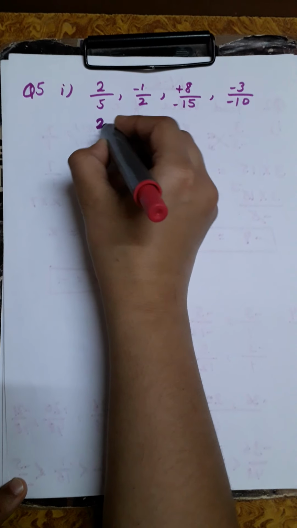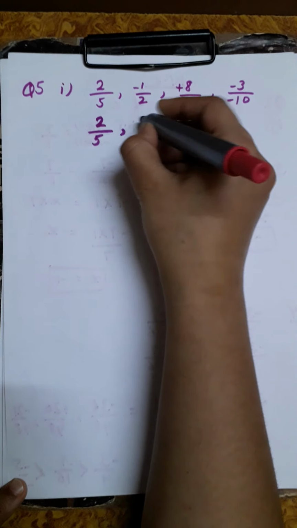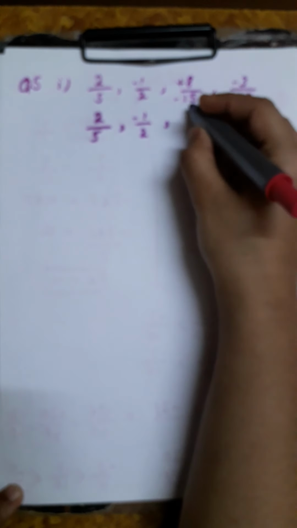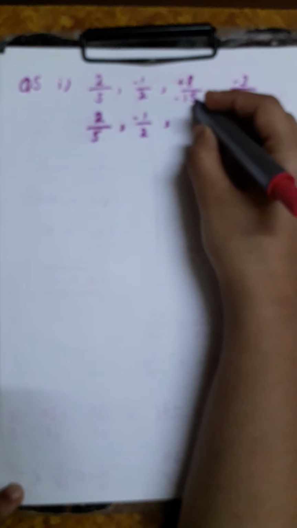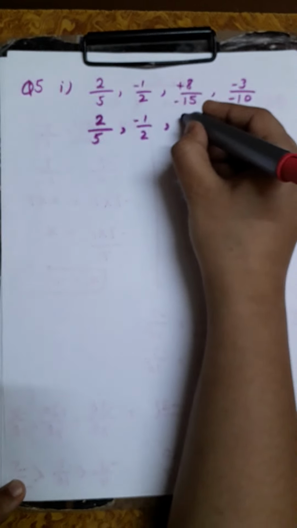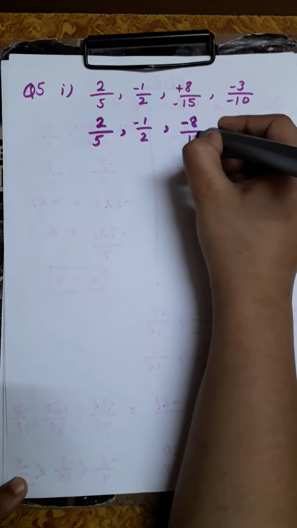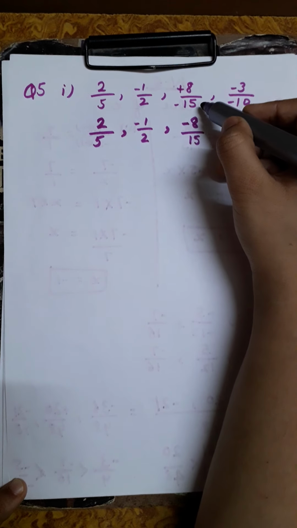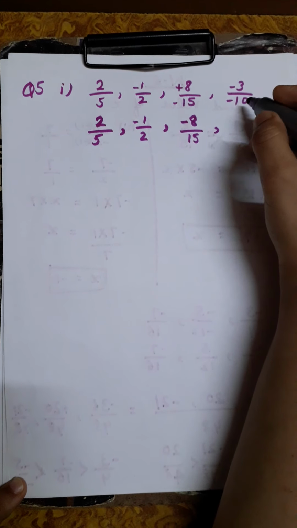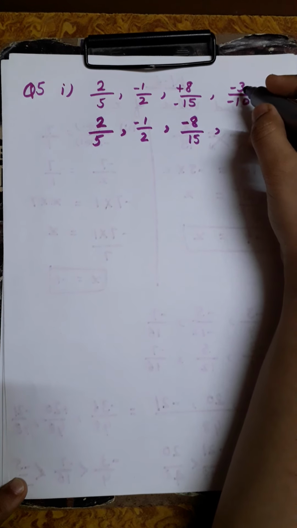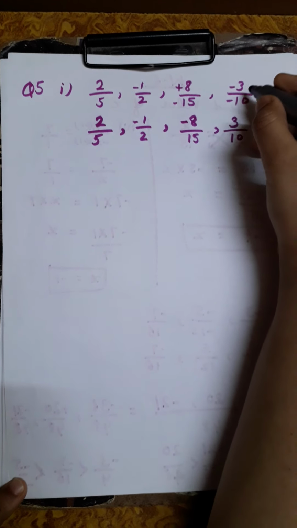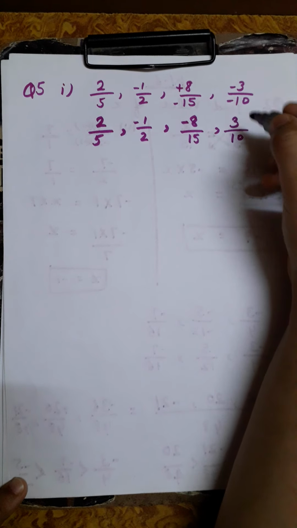So this is positive, it will be written as 2 upon 5. This is minus 1 upon 2. The denominator here is also positive, and here the denominator is negative, so we'll make the denominator positive by multiplying it with minus 1. So it will become minus 8 upon 15. We will multiply the numerator and denominator with minus 1. And here minus 3 is divided by minus 10. So minus is common in numerator and denominator, so it will become 3 upon 10. The minus term is cancelled from numerator and denominator.